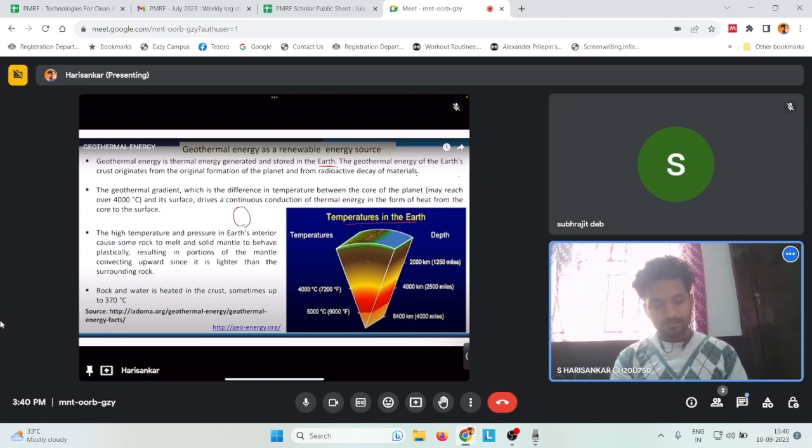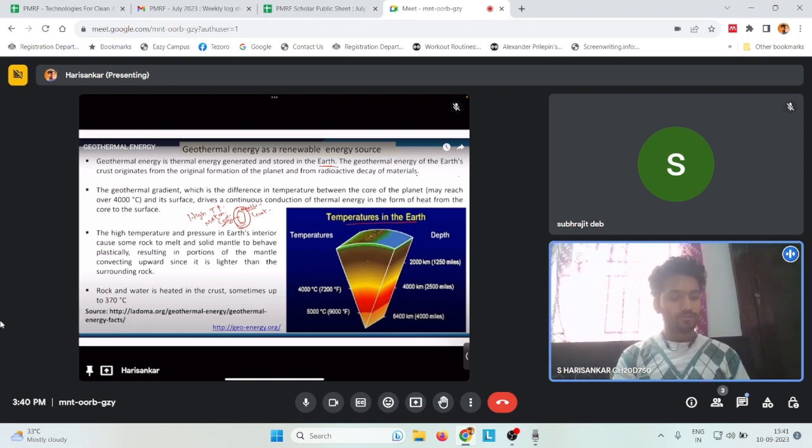If we take Earth like this, we have the crust on the top, then below the crust we have the mantle, and inside the mantle we have the core. So these are the three different ranges found in the Earth, and usually the mantle and core are of high temperature. Even this core can be as high as thousands of degrees Celsius, because it is in a molten state. So basically all this heat is present inside the earth.